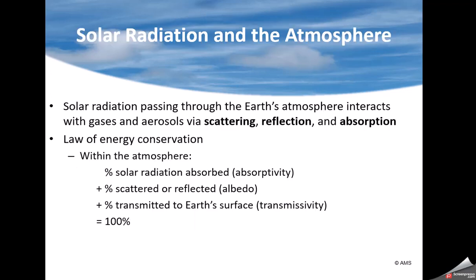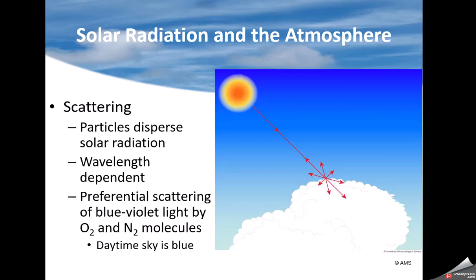So, interestingly, between scattering, reflection, and absorption, all the energy transmitted to the Earth's surface from the sun must be accounted for. So, there are 3 different things we're talking about: scattering, reflection, and absorption. So what the heck are we talking about?